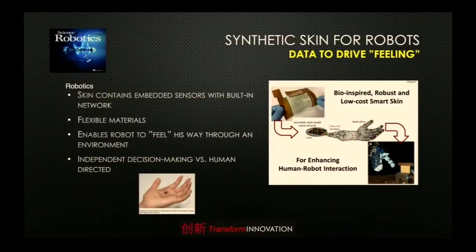So Dr. Chang is also taking his technology and he's making a robotic hand. So you can wrap this stuff in virtually anything. I mean, I could wrap it around me if I wanted to, and I'd be probably a lot smarter than what I am, at least from a sensing point of view. And he's doing the robotic hand because what he wants to have happen is he wants the robot, independent of human interaction, to sense its environment and make decisions.